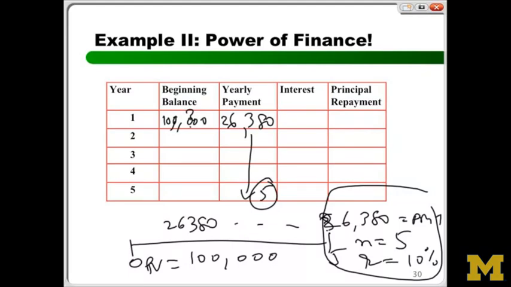So when you're standing at 0 and looking forward, how many payments of 26,380? 5. Each one separated by 1 year. The first one starting in which year? End of the first year. And when you do the PV of it, you better come up with 100,000.